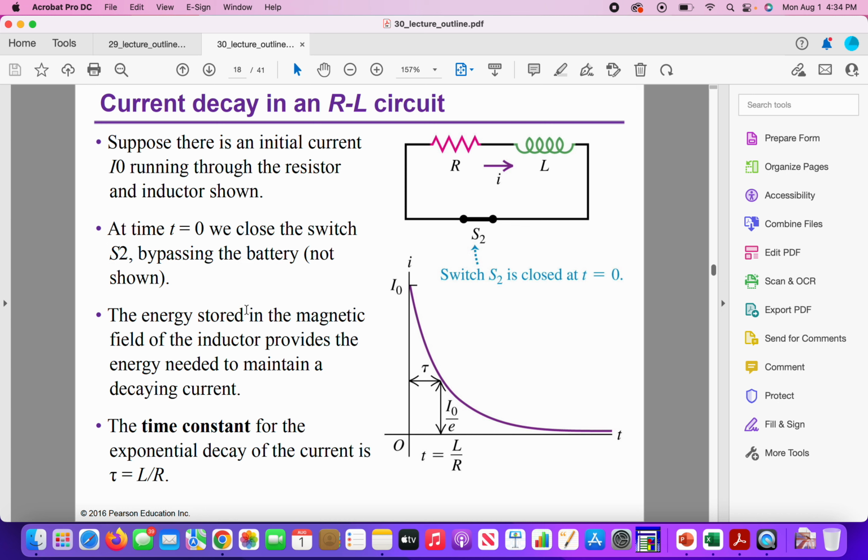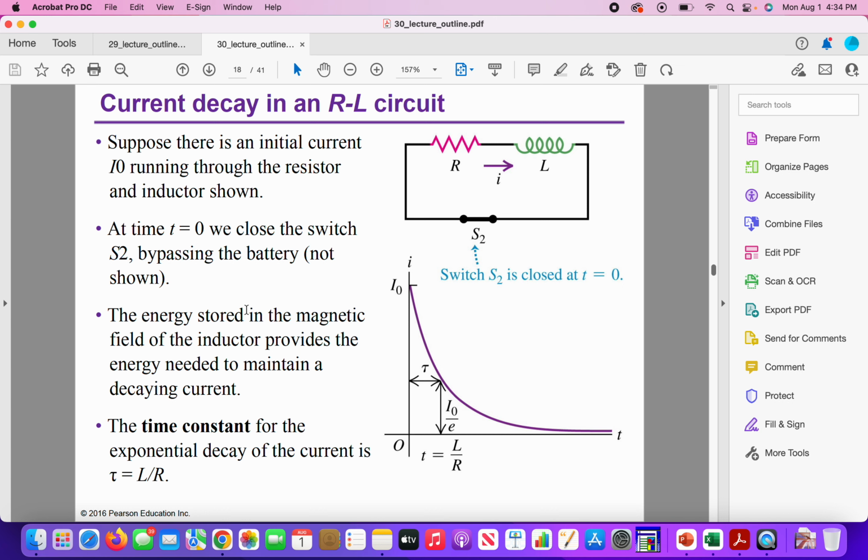Now, suppose there is an initial current I0 running through the resistor and inductor shown in the figure. At the time t equals 0, we close the switch S2, bypassing the battery not shown. Then the energy stored in the magnetic field of the inductor provides the energy needed to maintain a decay in current. The time constant for this also is going to be L over R, and the current is going to decay.